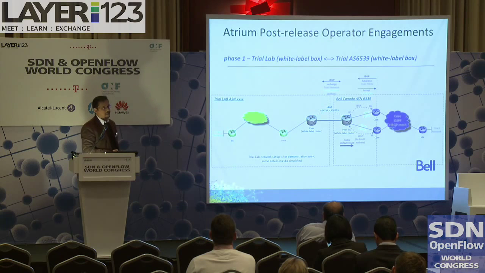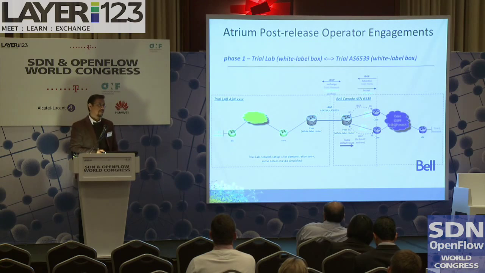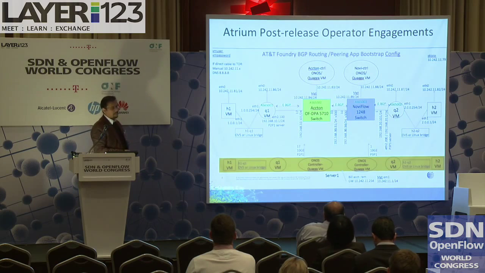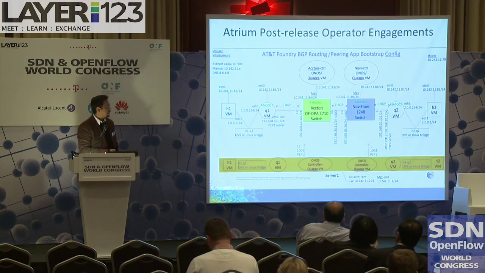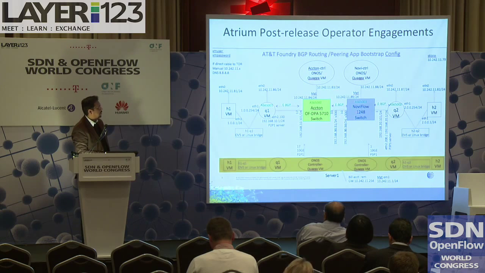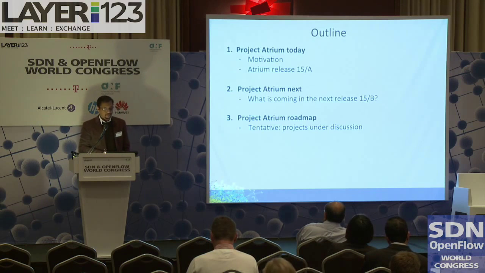Since the release, we are working with other network operators. Here's an example of how Bell Canada is trying this out in their labs and having that peer with one of their production networks. So this is still in the works. Here's an example of how AT&T is trying it out in their Atlanta lab. And everyone's working with different equipment, and that's great because they have that choice of equipment, and everything is interoperable in Atrium. So AT&T is working with NoviFlow and Accton-based equipment in their lab. And we have a couple of other operators like DirecTV who are also trying it out.